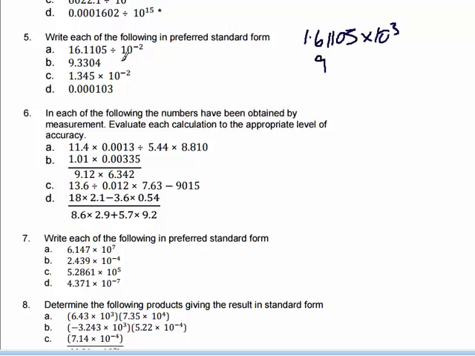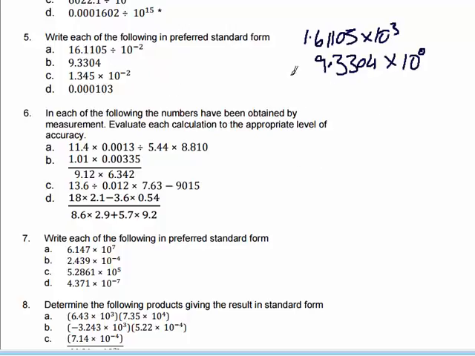Part B, 9.3304 is already in standard form because that's equivalent of times 10 to the 0. So the answer will be 9.3304, or if you want to be strictly accurate, you'd say times 10 to the 0.